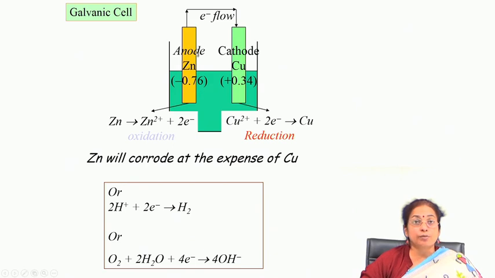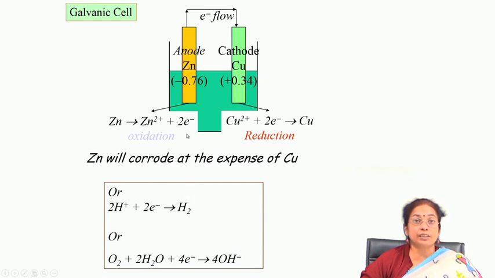This is the case for zinc and copper. Whenever you immerse them in a typical hydrochloric acid solution and connect them properly, you will find that the zinc corrodes at the expense of copper. So, copper is protected, but zinc goes on corroding to a large extent.